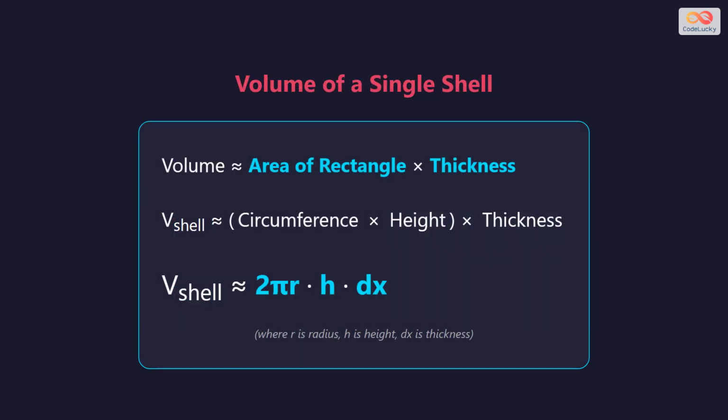Now, calculating the volume is easy. Since it's basically a rectangular box, the volume is length times height times thickness. Substituting our variables, we get 2 pi r times h times dx. This simple geometric intuition is the foundation of the entire method.